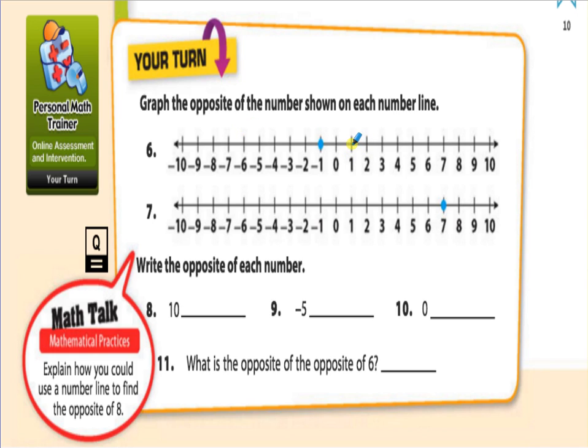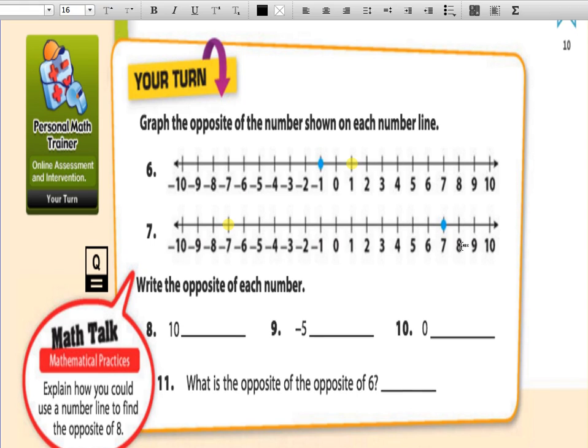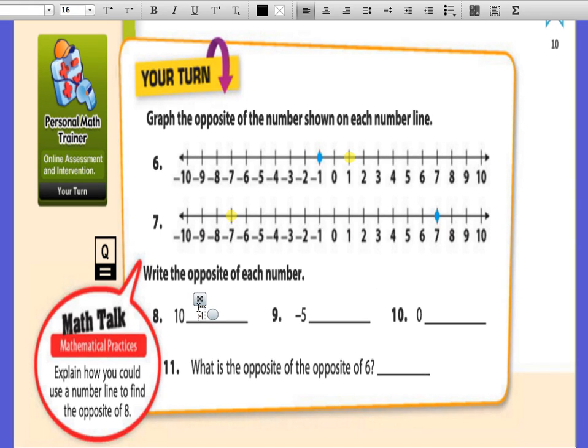All right, so the opposite here would have been 1, and the opposite here would have been negative 7. Okay, the opposite would have been negative 10, 5, and 0. And the opposite of 6 is 6.